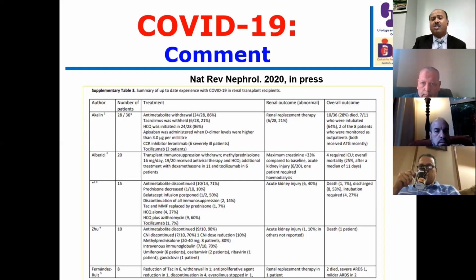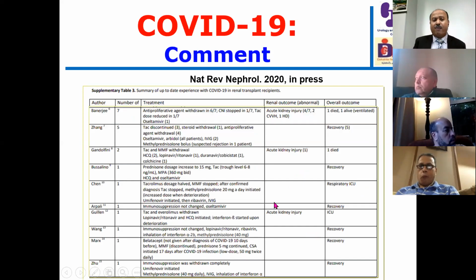Then if we have severe disease, we stop calcineurin inhibitors. What about steroid? It's better to reduce the steroid dose, not to exceed 30 milligrams, because if we exceed 30 milligrams, this will increase viral replication. So it is better to be even less than 20 milligrams. You'll find here the experience of different centers showing the same principles: to stop anti-proliferative drugs, and to stop all immune suppressive drugs if the patient is suffering from severe disease. I'm not going to discuss the case reports.